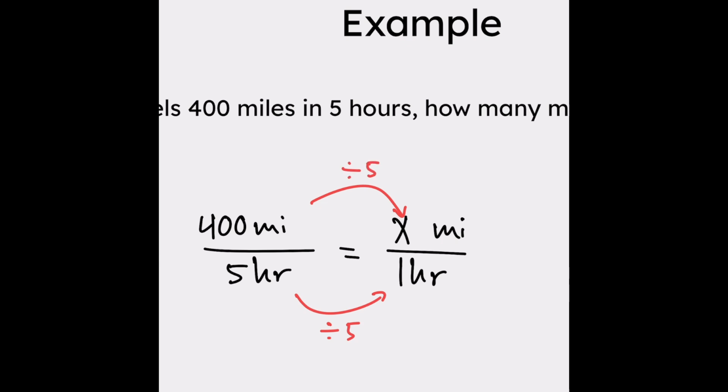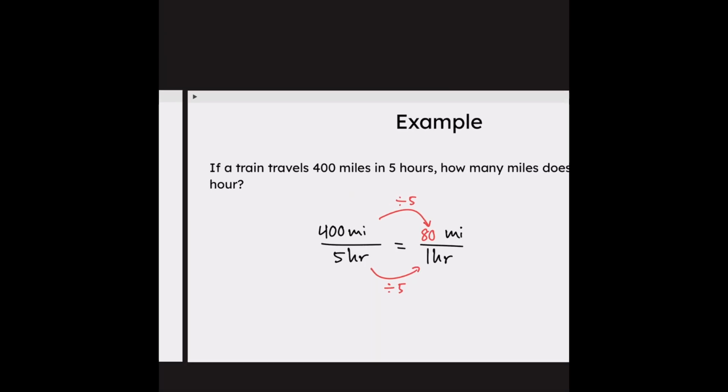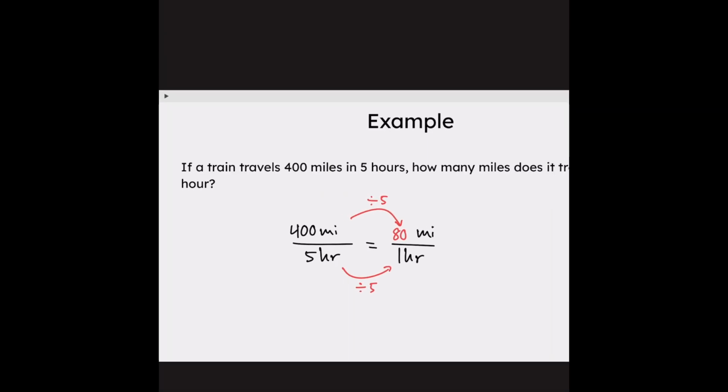400 divided by 5 is going to be 80. So this should be 80 miles, 80 miles per 1 hour. This is a unit rate.